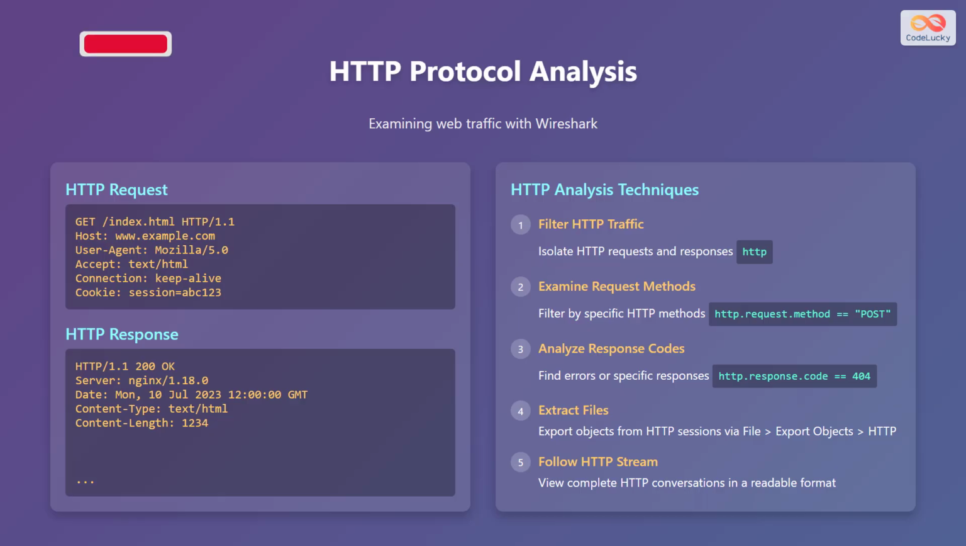To analyze HTTP traffic in Wireshark, use the display filter HTTP to isolate HTTP requests and responses. You can examine request methods by filtering for specific methods such as HTTP request method == post. You can also analyze response codes to find errors or specific responses. For example, HTTP response code == 404. Wireshark also allows you to extract files from HTTP sessions by going to File, Export Objects, HTTP, and you can view complete HTTP conversations in a readable format by following the HTTP stream.